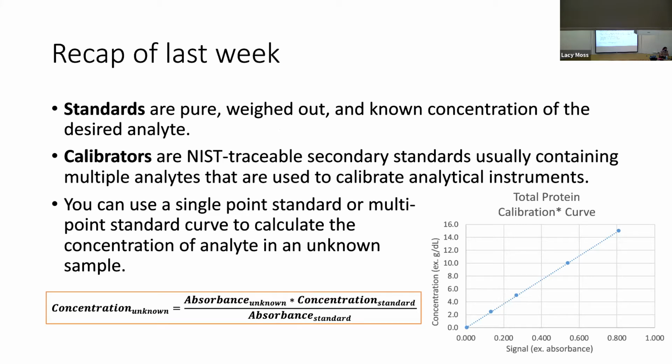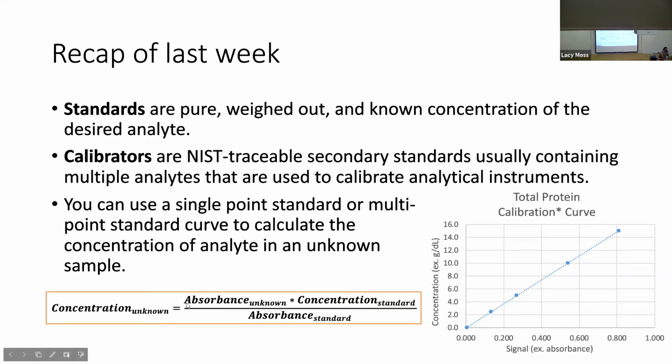And calibrators, on the other hand, are traceable to the National Institute of Standards, and usually contain multiple analytes, because that way you only have to put 1 calibrator onto the instrument instead of 50, that are used to calibrate the analytical instruments. But once again, they're still weighed out, known concentrations. Purity is obviously questionable because there's a mixture of them now. But you can use single point standards or multi-point standard curves to calculate the concentration of the unknown analyte in your sample.